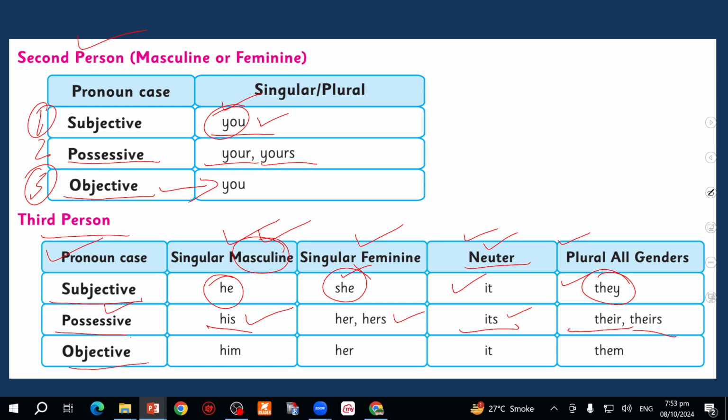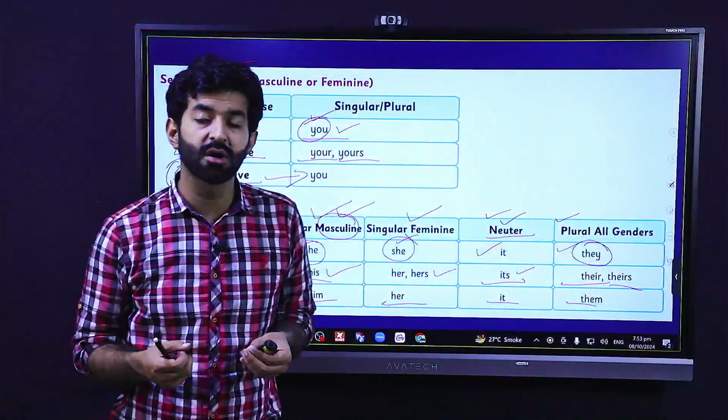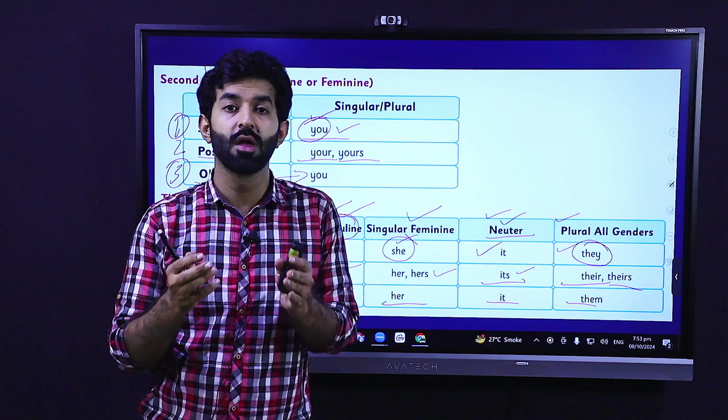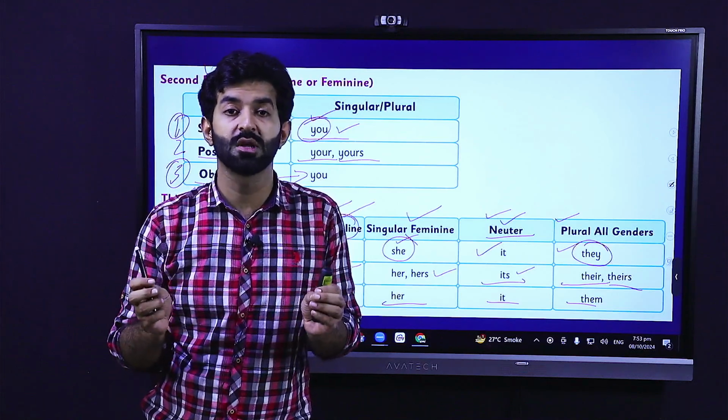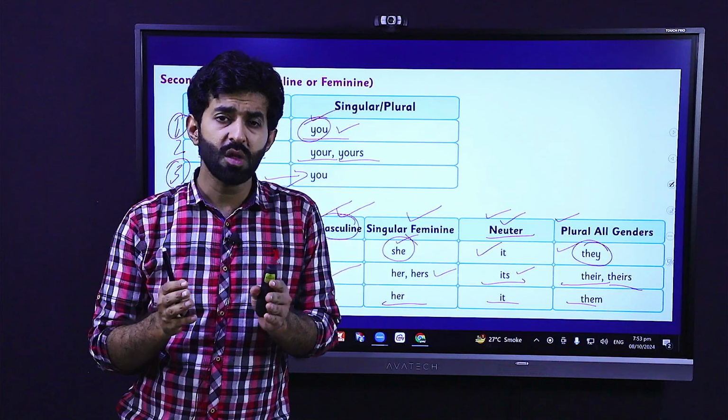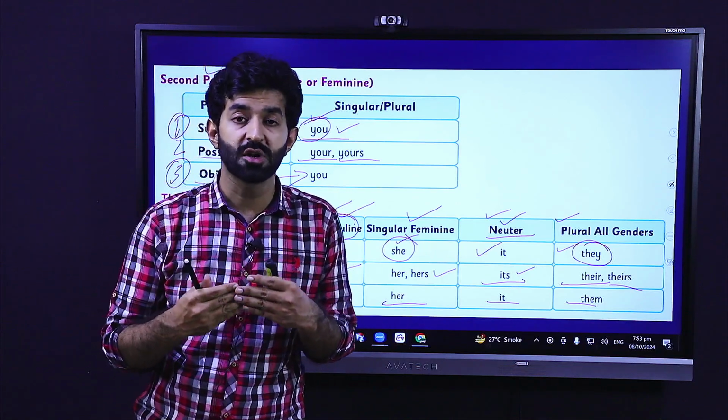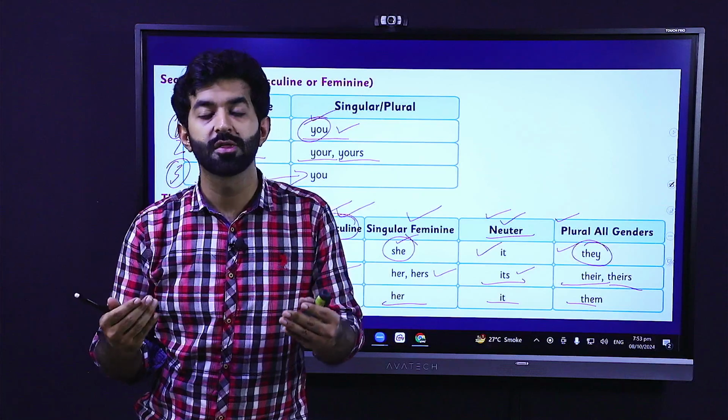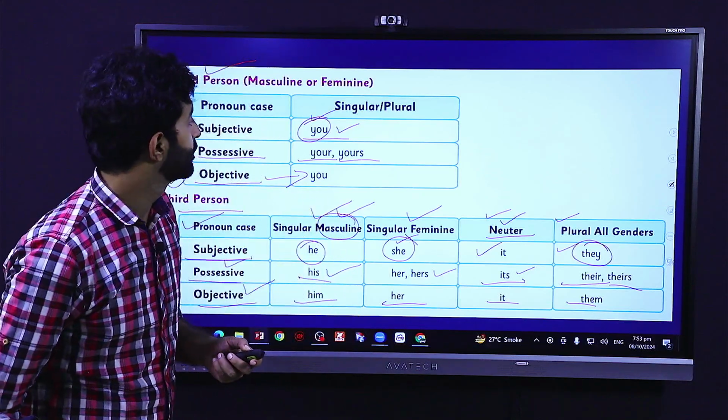For the objective case, which is used for an object, you're going to use him, her, it, and them respectively. So students, it is very important that you memorize this chart of all three personal pronoun cases, whether they are for first person, second person, or third person respectively.